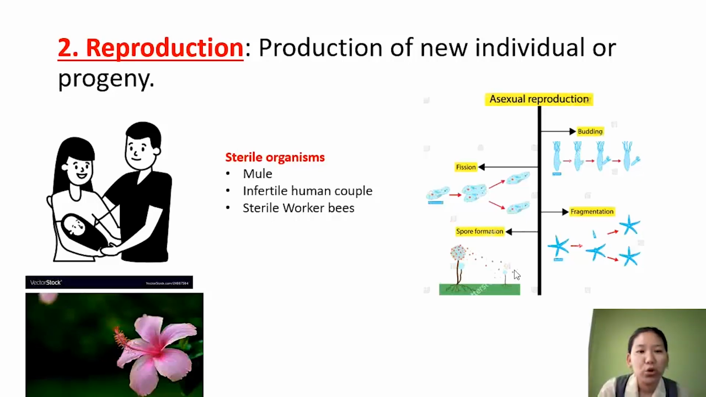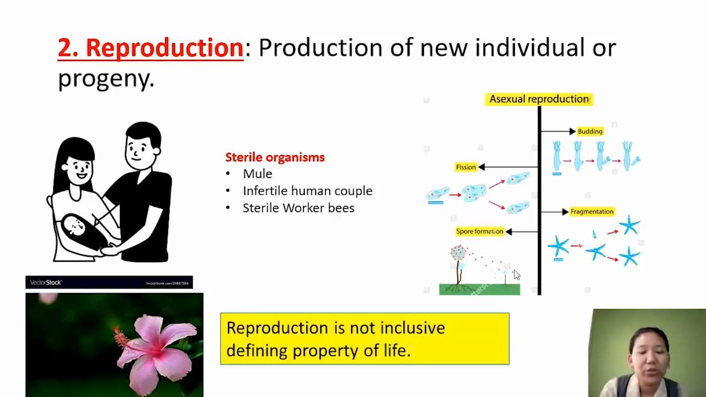So taking all these things into consideration, we see that reproduction is an important characteristic of living organisms, but not all living organisms need to undergo reproduction. They may not undergo reproduction. So that means reproduction becomes a non-defining characteristic of living. So here, reproduction is not an inclusive defining property of life.